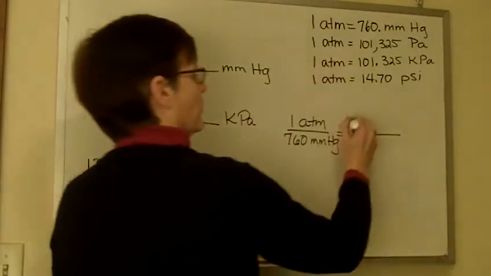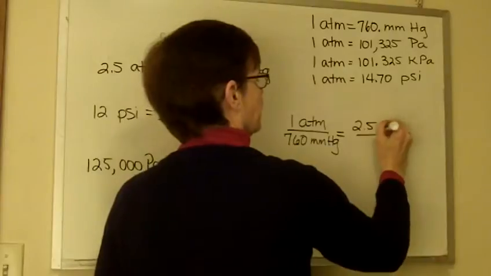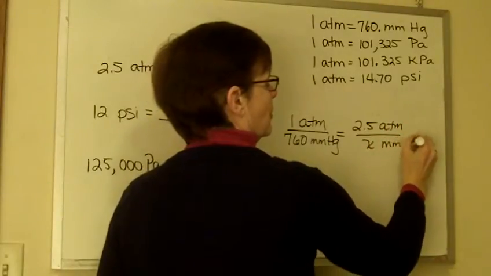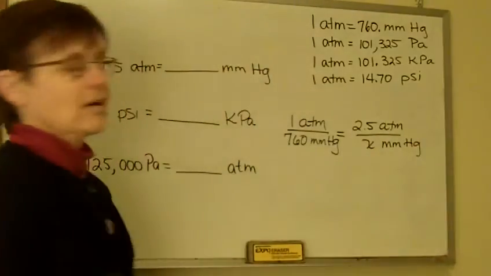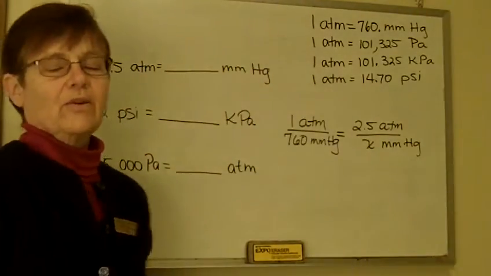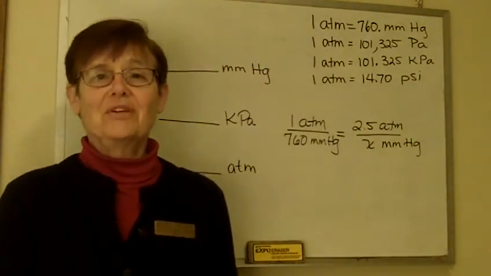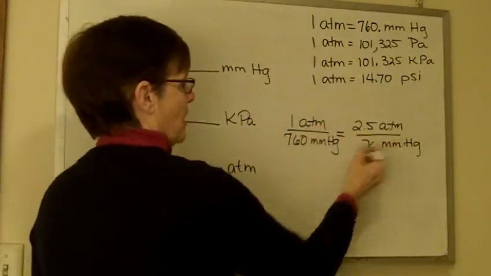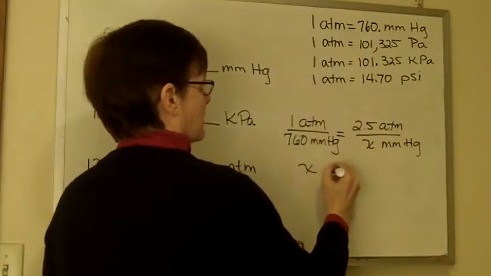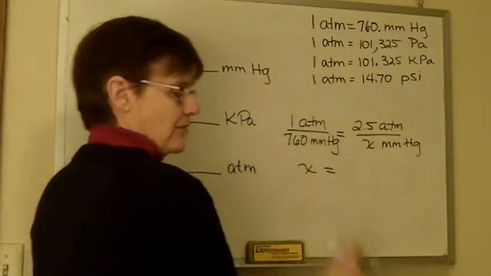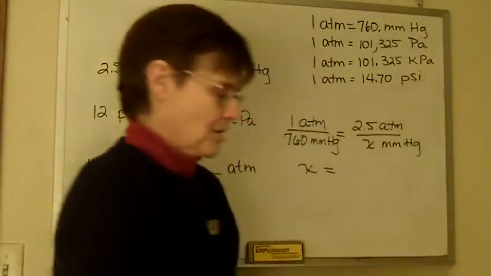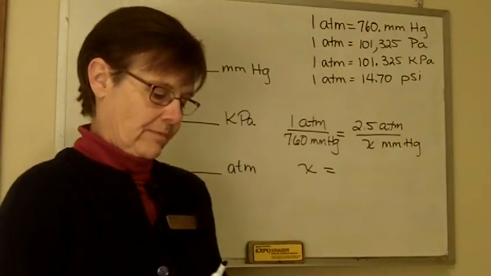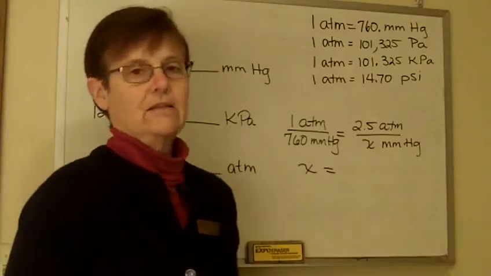This time I have 2.5 atmospheres, but I don't know how many millimeters of mercury I have. So that's our unknown, that's our x. So if you remember your algebra, what you have to do here is cross multiply and then solve. So 1 atmosphere times x, that gives us x. And then 2.5 times 760, so that's where the calculator comes out. And that's 1976.